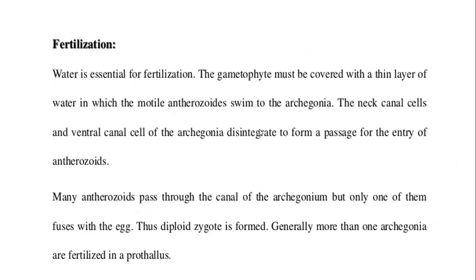Now, fertilization. Here also water plays a very important role. The gametophyte must be covered with a thin layer of water in which the motile antherozoids swim and reach the archegonia. When the antherozoids reach the neck canal cells and the ventral canal cells, these degenerate and create a passage for the entry of the antherozoids into the venter. Then the antherozoids fuse with the egg and form the diploid zygote.